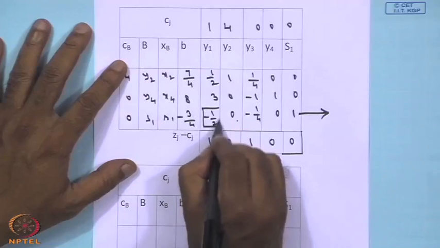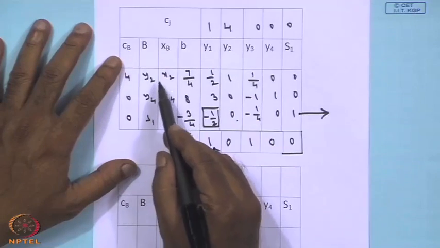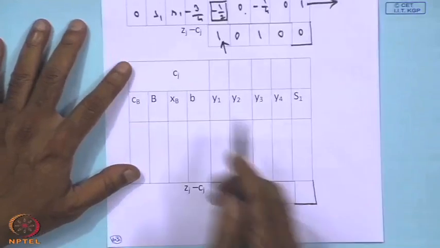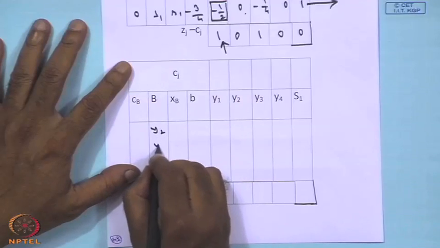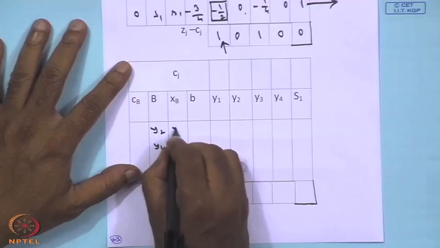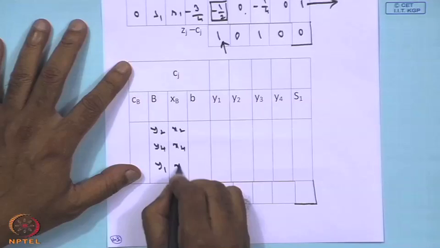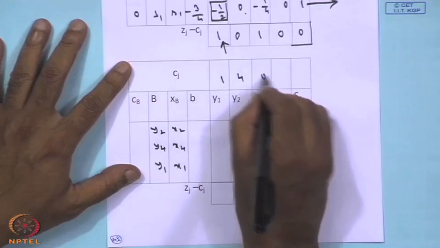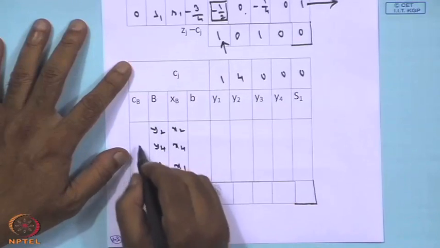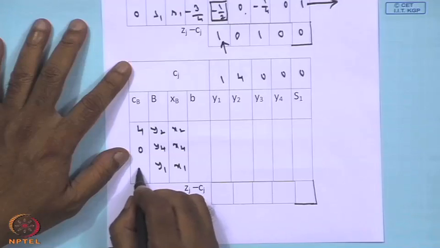So, again, now you will have y 2, y 4 and y 1. I am writing this y 2, y 4 and y 1. So, x 2, x 4 and x 1. Your Cj values are 1, 4, 0, 0, 0. Your Cb values are 4, 0 and 1.